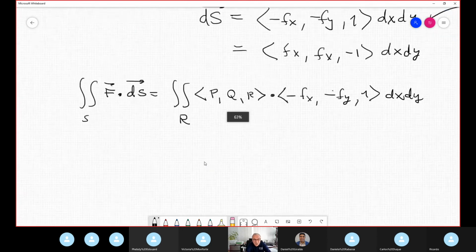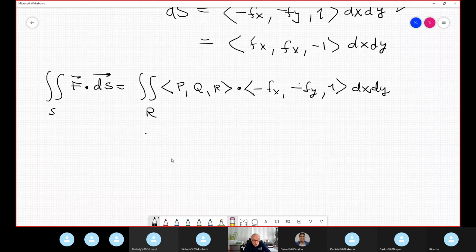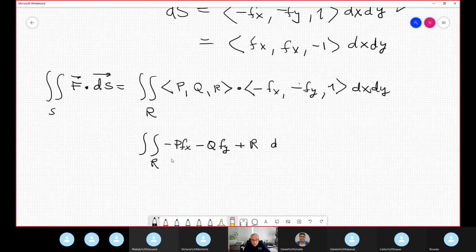And you are doing a dot product. The dot product gives a double integral in the region R of minus P Fx minus Q Fy plus R, dx dy. So my question is, what is the region R? In this case, I suppose that we are doing the parametrization using x and y. Therefore, the region R is the projection, the shadow of the surface onto the XY plane.